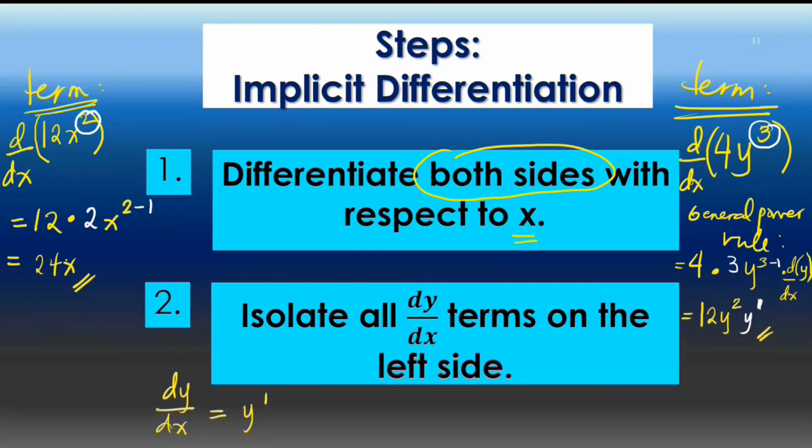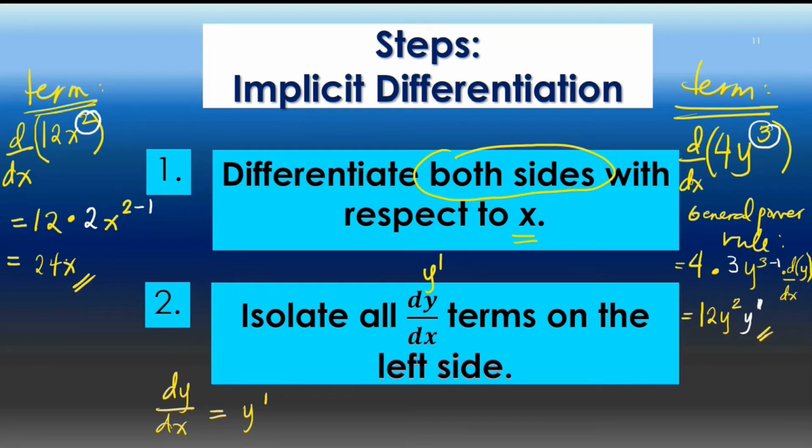the second step is you need to isolate all dy over dx, or the derivative of y with respect to x. Or you're going to isolate all y primes, okay? All terms with y primes on the left side. And then if it is possible to factor out, in which the common factor will be y prime, then you apply dividing both sides. Because your aim is to come up with only one y prime at the end. Okay, that is your goal.